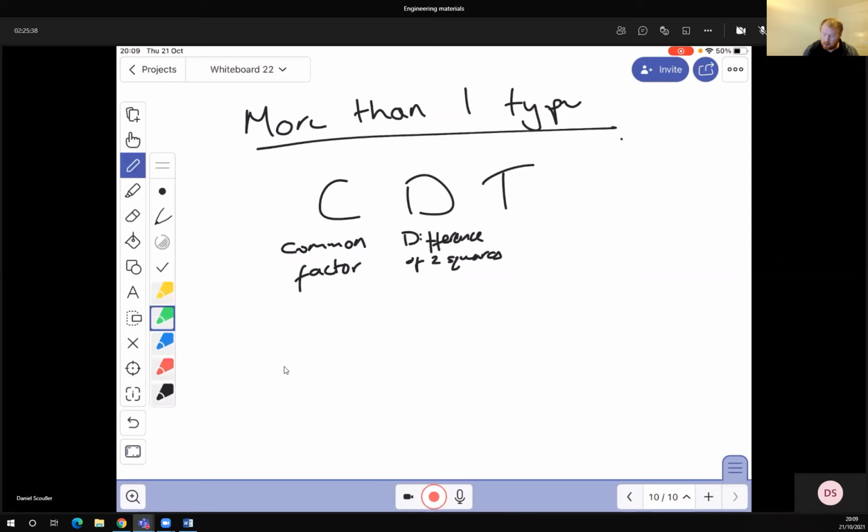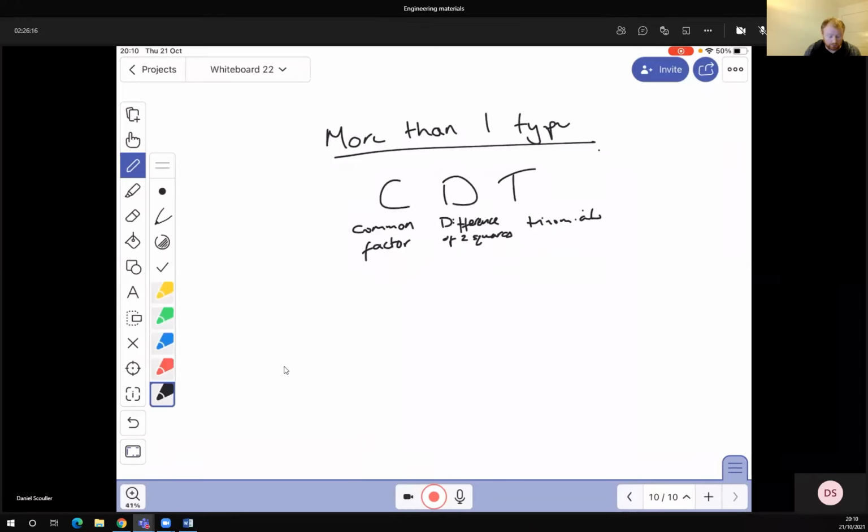Okay, and then the T for trinomials, and that's what we've been working on tonight and just the week before October break. Okay, so just in that format, ax squared plus bx plus c. Okay, so that's the three in the order that you need to look at the expression. So if you see factorise fully or factorise, CDT is the first thing you write down. You're looking for a common factor, you're looking for difference of two squares, and you're looking for trinomial. Okay, so let's put that into an example.